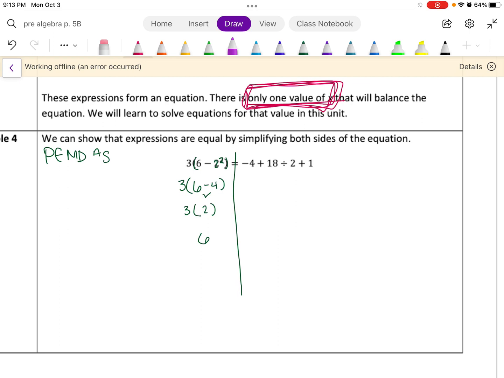Now that we have simplified the left side, we want to simplify the right side. Negative 4 plus 18 divided by 2 plus 1. Well, we have to do division first. 18 divided by 2 would be 9. Negative 4 plus 9 plus 1. Now we do our addition from left to right. Negative 4 plus 9 is 5. 5 plus 1 is 6. 6 equals 6. So these are equal. This is true, it's balanced, because we have the same value, 6, on the left and 6 on the right.